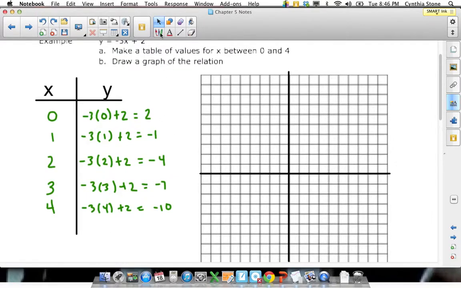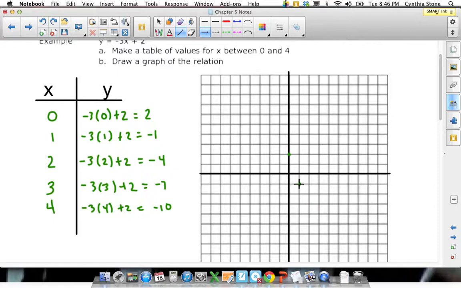So I'm going to pick 2 points. I'll pick 0 and 2 right here. X is 0, y is 2. And I'll pick the second point, which is 1 and minus 1. So x is 1, y is minus 1. Here. And that's all you need to make a graph. You don't need any more lines than that, or any more points than that. So I'm just going to connect those two with a line.